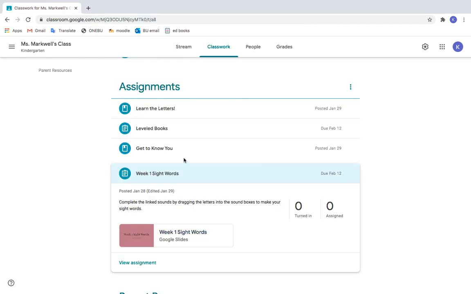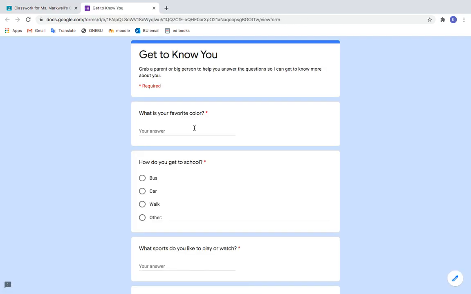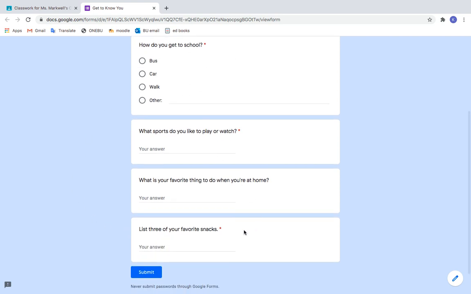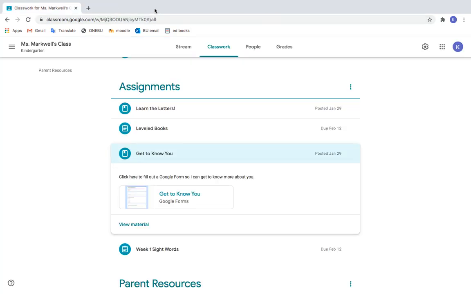The next assignment is a getting to know you assignment, and this is just done on a Google form. And this allows me to see some of their interests, such as their colors, their favorite sports, their favorite thing to do at home, and it also gives some information about what the school would want to know, like how they get to school, and some favorite snacks that I would be able to incorporate either in gift bags if we were in NTI or to have in the room if we were in person.